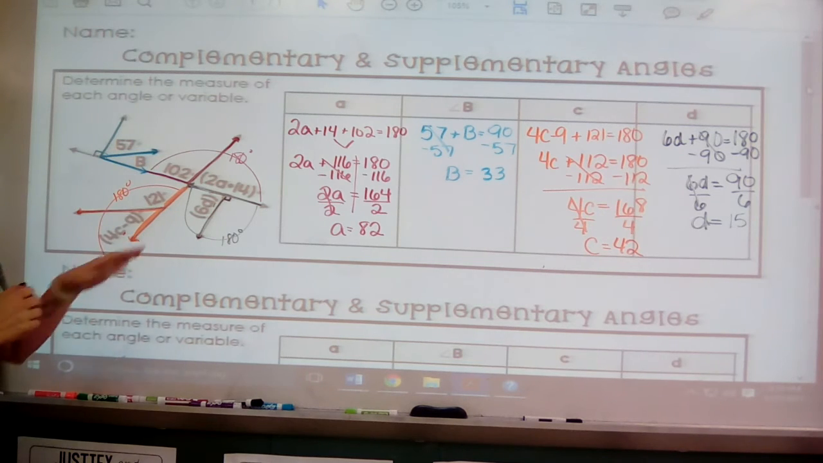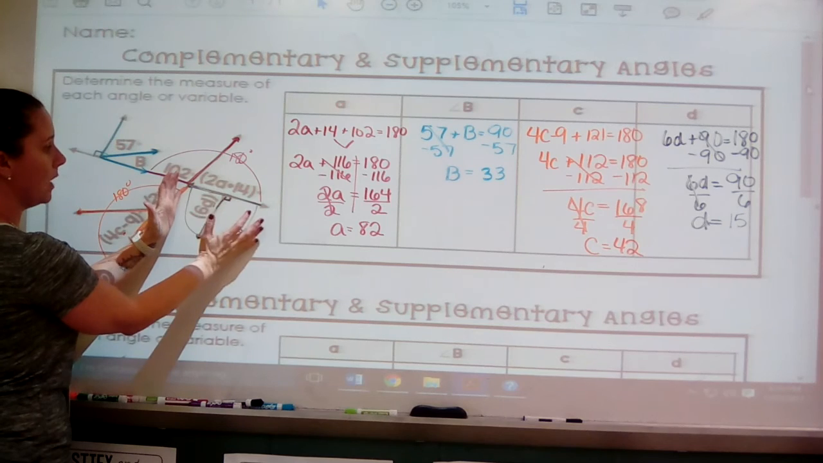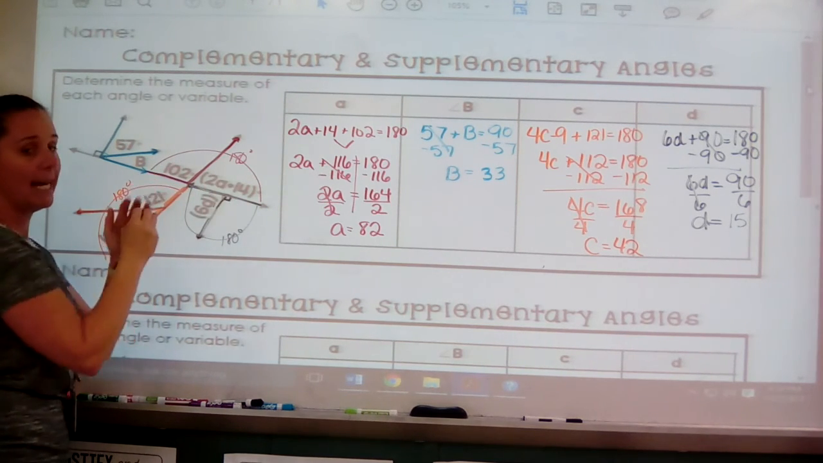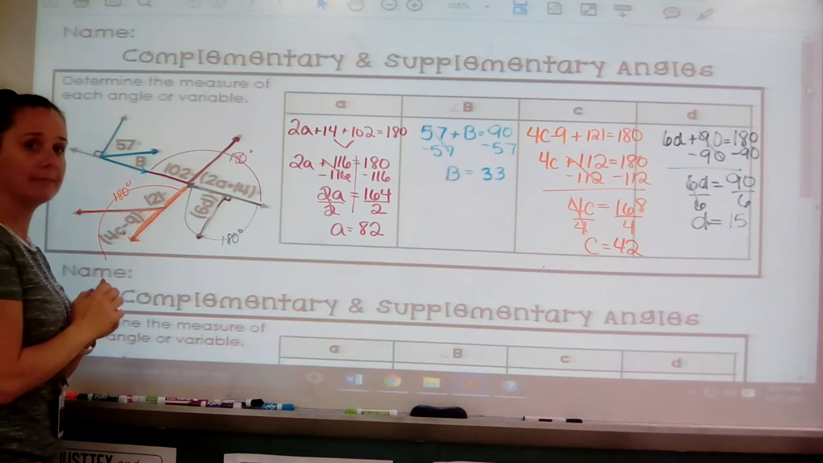So the whole key to being able to solve these is zooming in on just the one that you're solving for and figuring out what the neighboring angles have in terms of a relationship with the one that you're looking for. Okay, hope that helps.